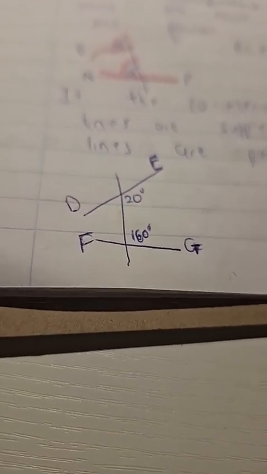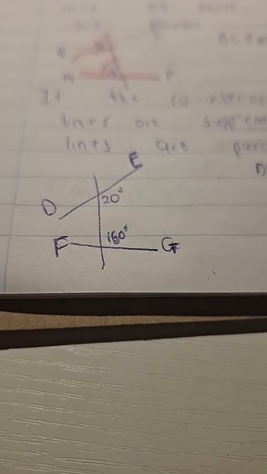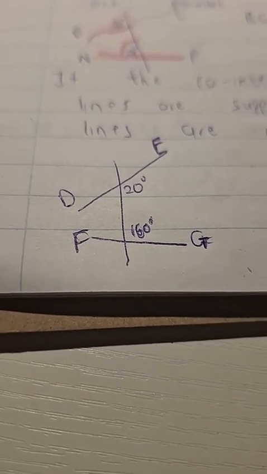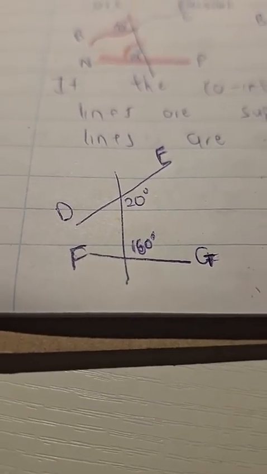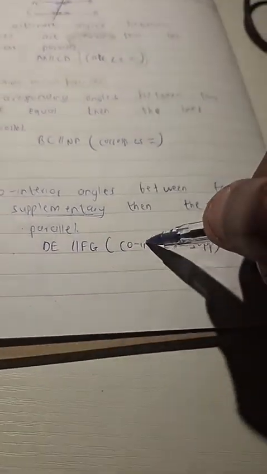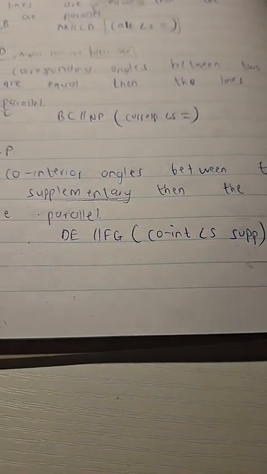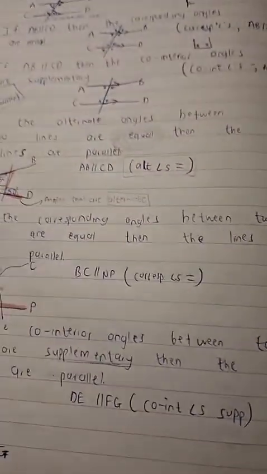So we can say there that DE is parallel to FG. Okay. And what would be our reason? As Nita has said, co-interior angles add up to 180. Right? So our acceptable reason that we use according to the document is we write co-int angles sub. Okay, yes. So this is very important.